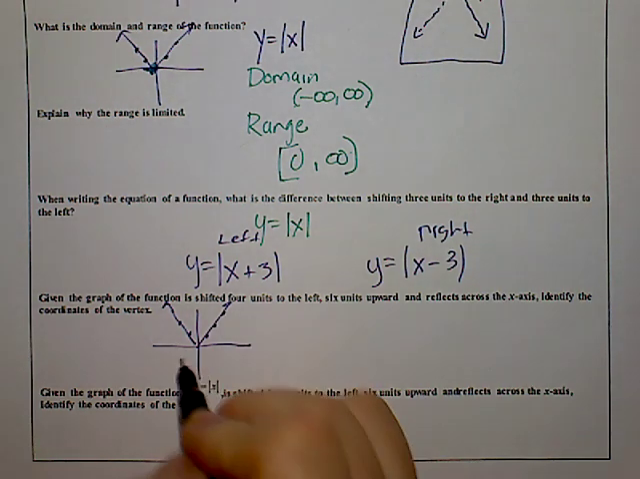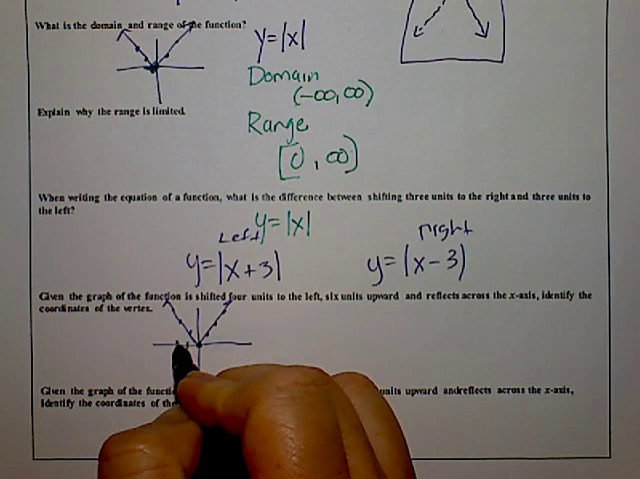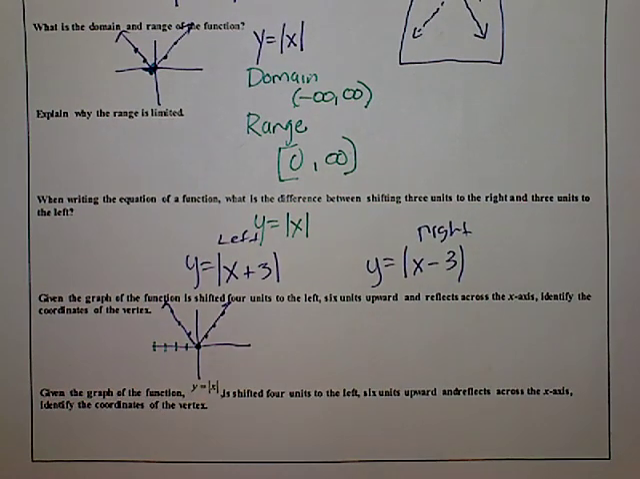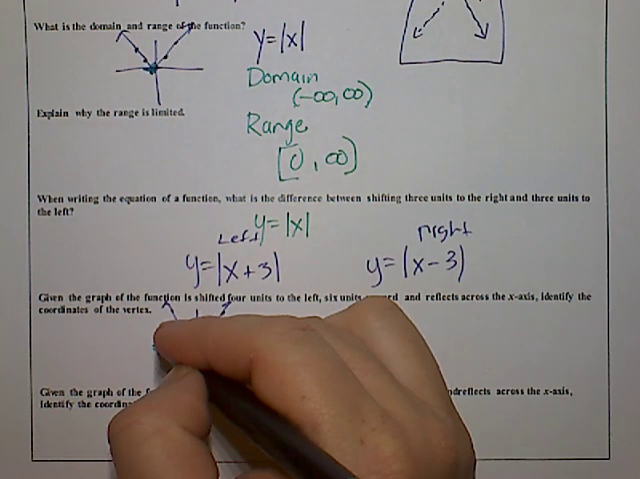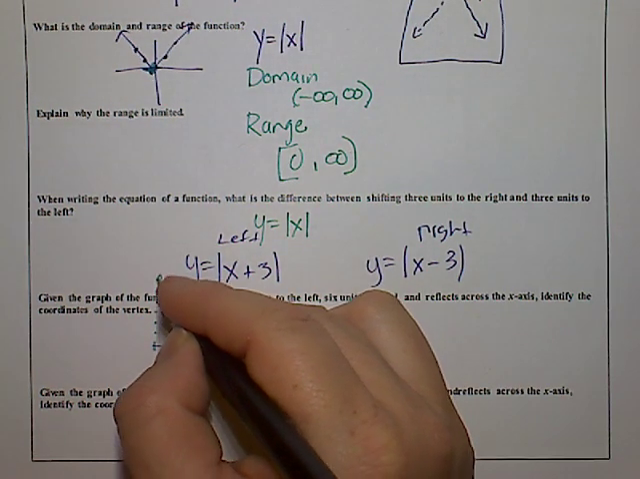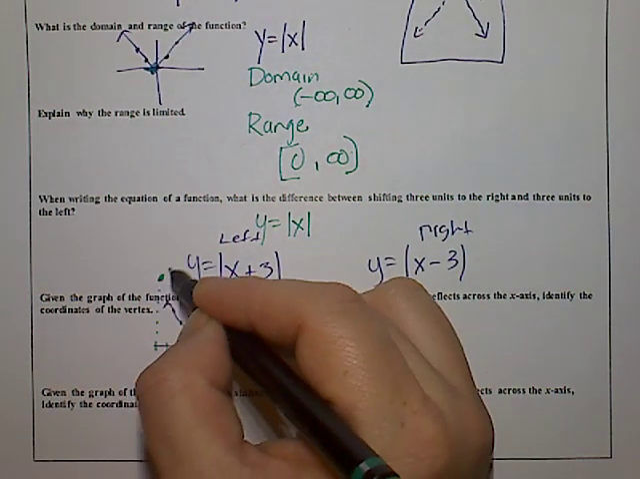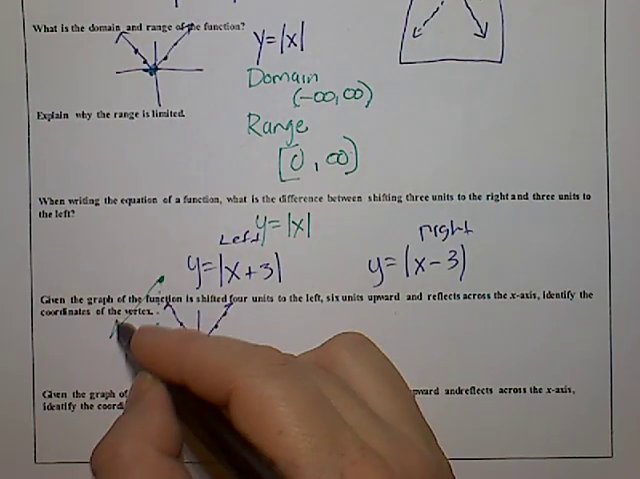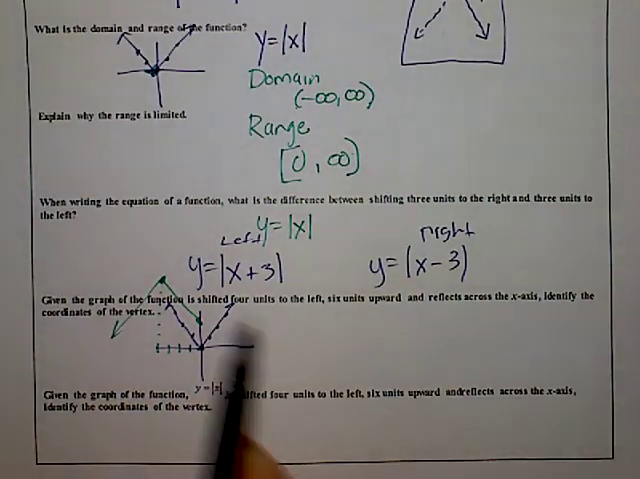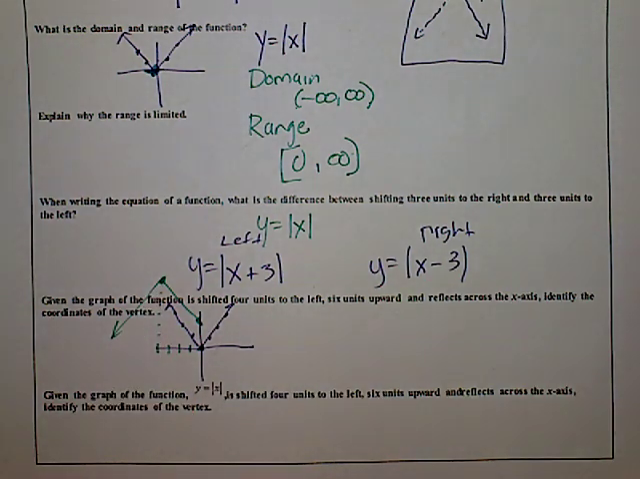Okay, so how do I go to the left? So I'm going to take this point like it had a nail in the vertex. I'm going to go left 4. 1, 2, 3, 4. And now I'm going to move it up 6. 1, 2, 3, 4, 5, 6. So my nail that I put in for the vertex is now right here. But instead of it going up, it says it wants to reflect across the x-axis. So now it goes like this. What is the vertex of this point? Tell your partner.